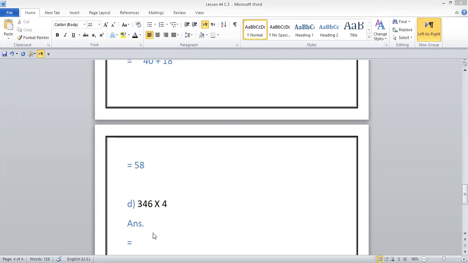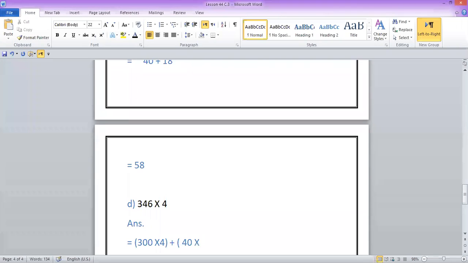Yes, guys, this is 346 now, and I will tell you how you can separate it. This is 3, so you can write it as 300 plus 40 plus 6, multiplied by 4. Because all the numbers are multiplied by 4, I can write here 300 multiplied by 4, plus 40 multiplied by 4, plus 6 multiplied by 4.